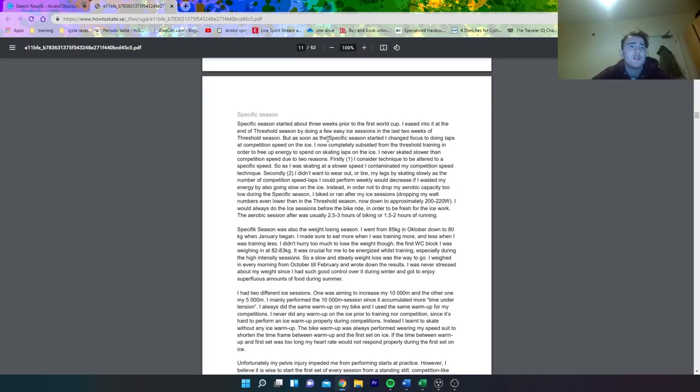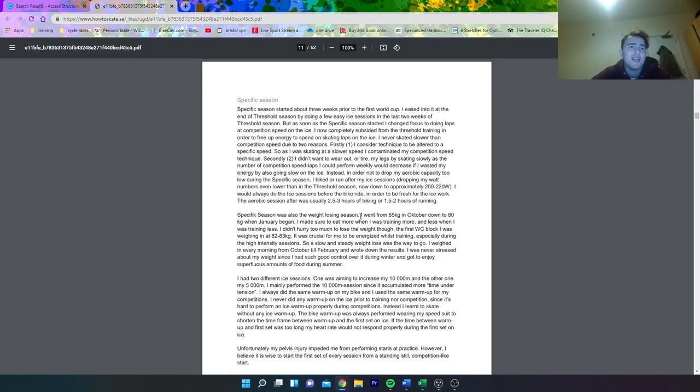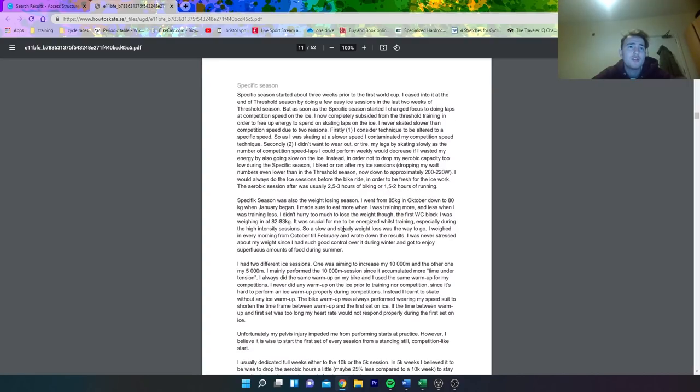I'm not going to go too much into the... So you can see a specific season was also a weight-losing season. So he went from 85 to 80. So again, pretty decent numbers, like 5 watts per kilo is pretty strong.